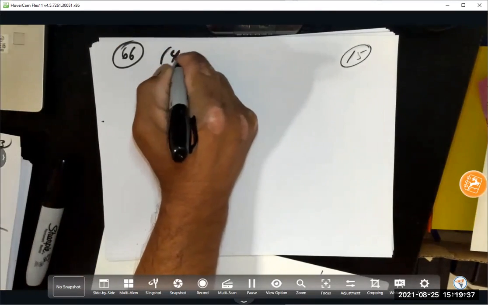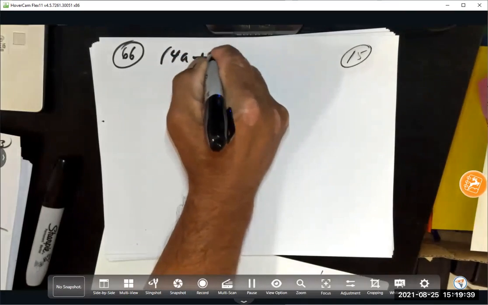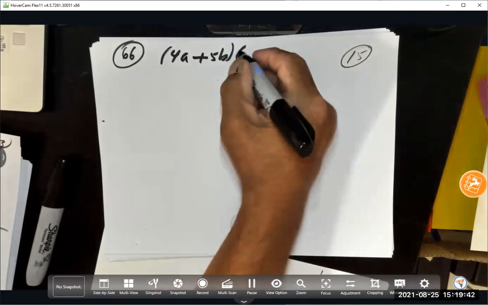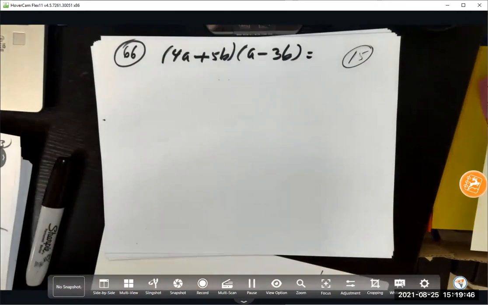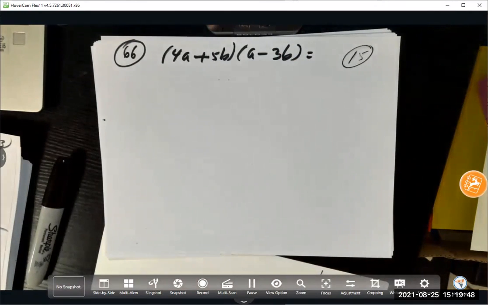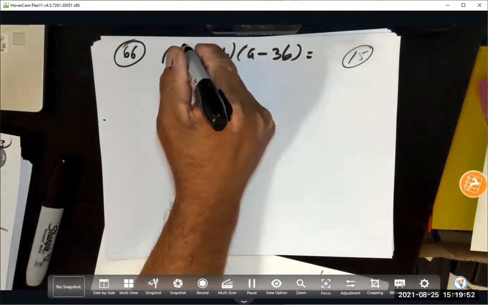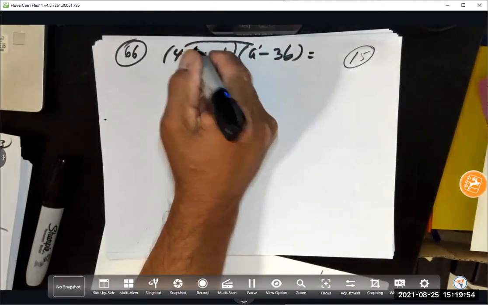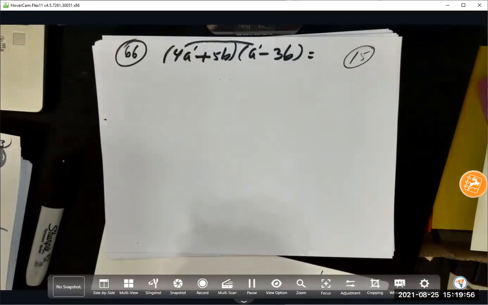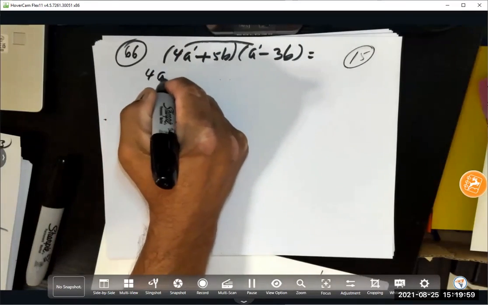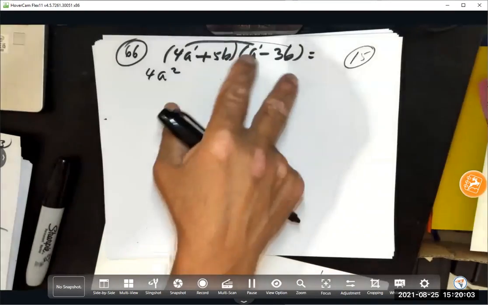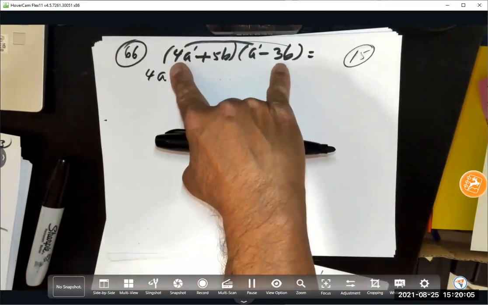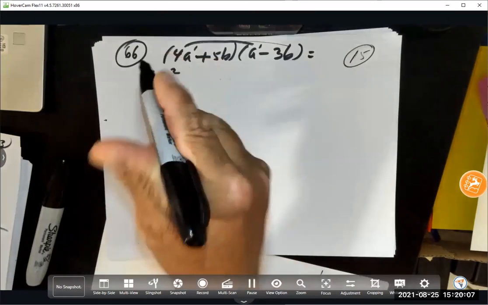All right, this one. 4A plus 5B and A minus 3B. Okay, so 4A plus 5B, A minus 3B. So let's do this guy here. What's 4A times A? This is a 1 power. Remember that. What is that going to be? 4A squared. Got it. All right. And what's 4A times negative 3B? Negative 12AB.